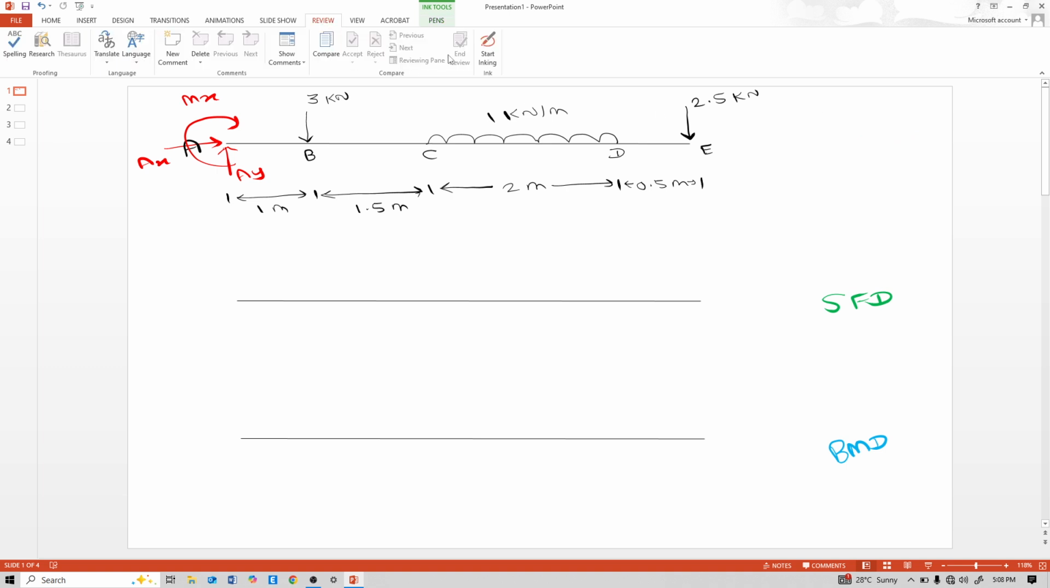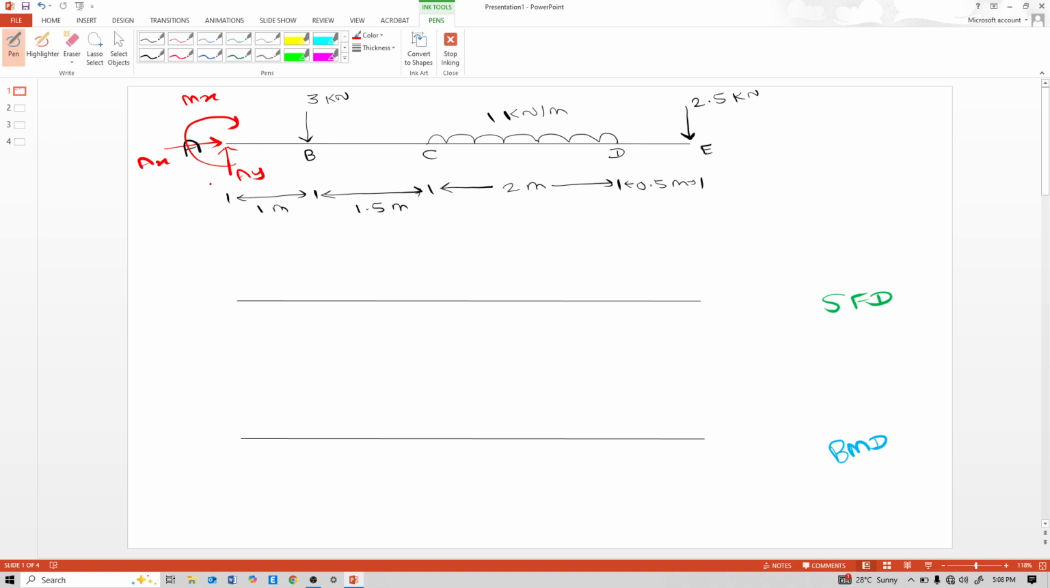Now draw shear from left to right. First see reaction AY. Due to reaction AY, shear goes upward. See the arrow. Between A to B there is no load, so horizontal line. At point B there is 3 kN downward, so it drops downward like this. B to C there is no load, so it is like this.